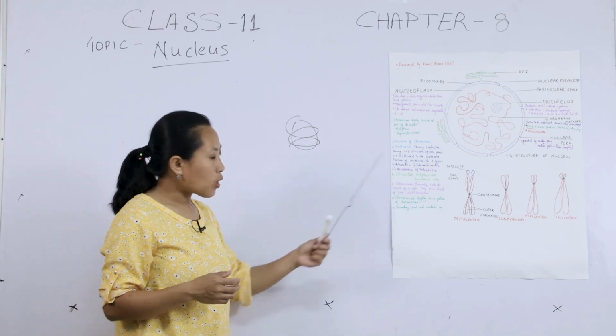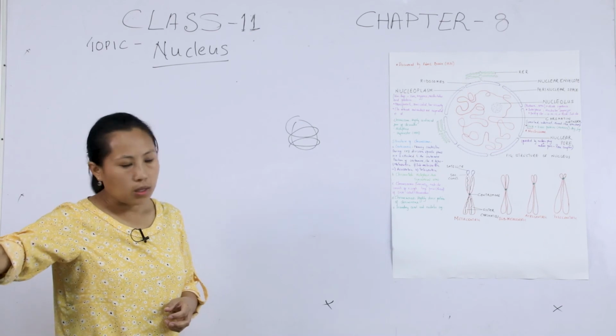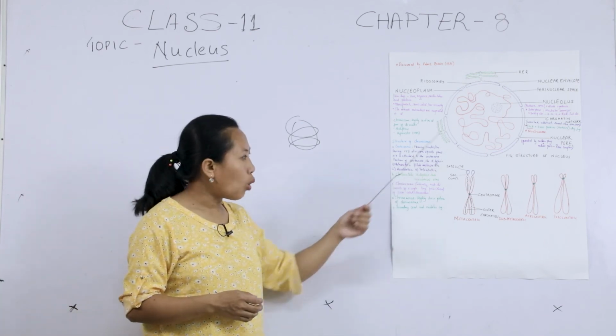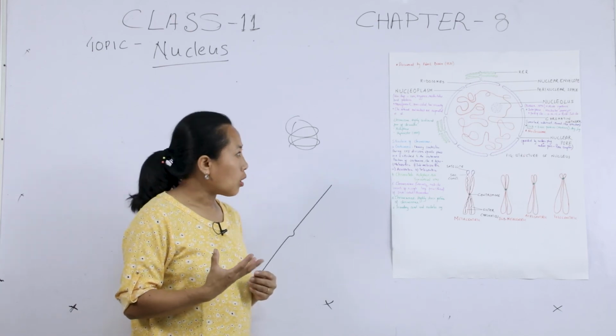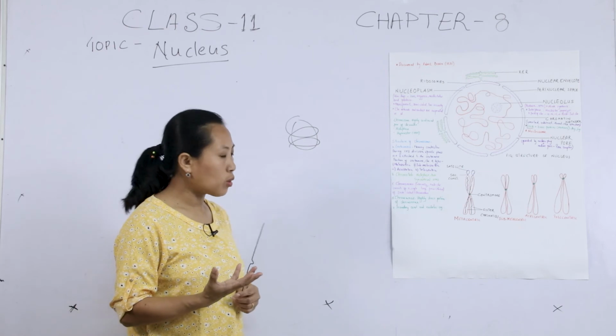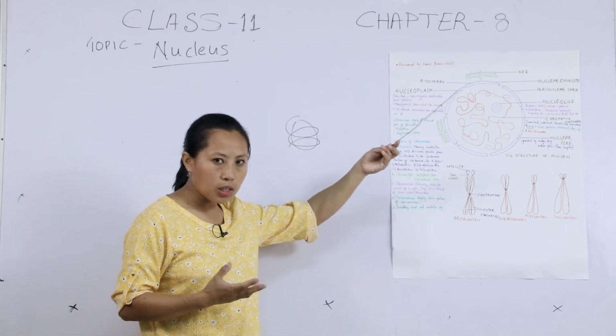Okay, so what is the function of the nucleus? You know that the nucleus contains the DNA, and so it is the storehouse of genetic material. It contains all the information about the phenotypic characters, or the type of cells to be formed. All this genetic information is present in the DNA.